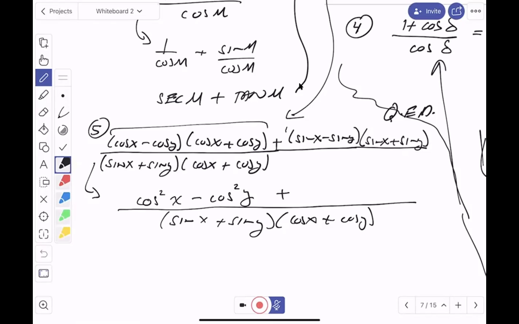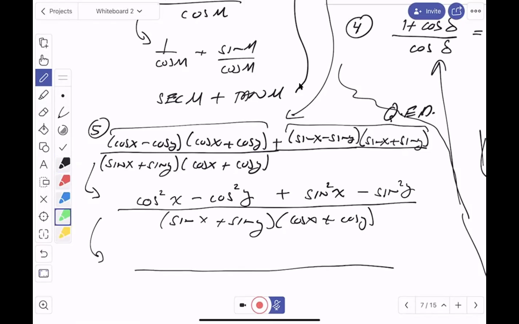Plus, the second guy is also pretty easy to do. You get sine squared x. Two middle terms would disappear. Then you get minus sine squared y. Well, I'm starting to realize now I've got a Pythagorean identity here. I'm looking at this and this, and that would add together to be 1. I'm also looking at this and this, and if you factor out minus 1 from that, you'd have another Pythagorean identity. So that would be minus 1.